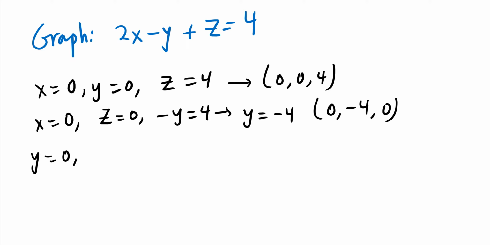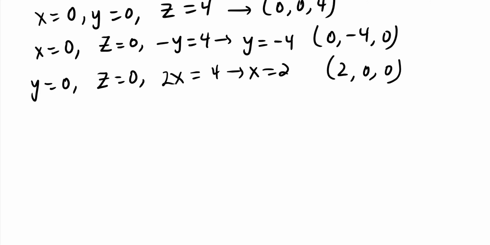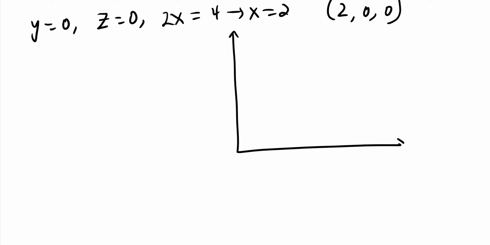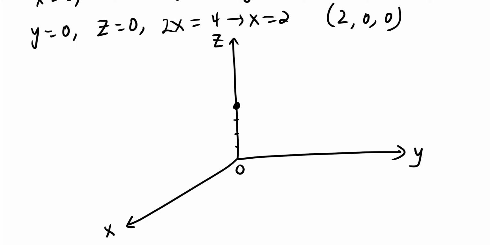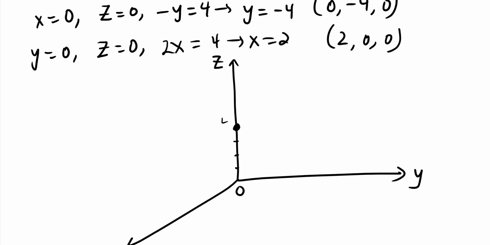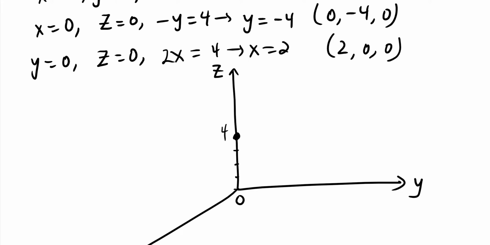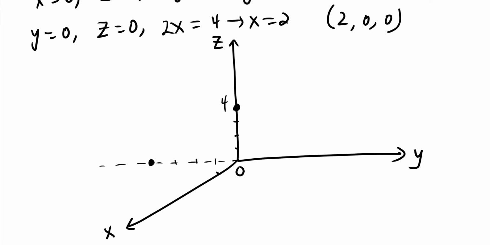What about if y 0, z 0? Then 2x is 4. x is 2. So I got 2, 0, 0. 3 points. I'm going to graph these 3 points. Same thing. x, y, the origin, z. So we get 0, 0, 4. 1, 2, 3, 4. That's the first point. Next point, 0, negative 4, 0. So for the y, there's a negative 4. 1, 2, 3, 4 here. And the last one, 2, 0, 0. So the plane would go like this. So that's the graph of these equations.